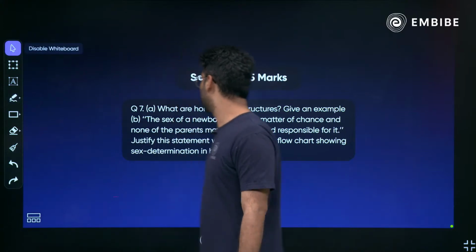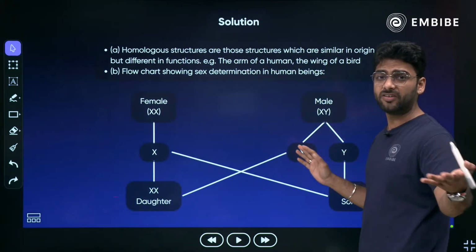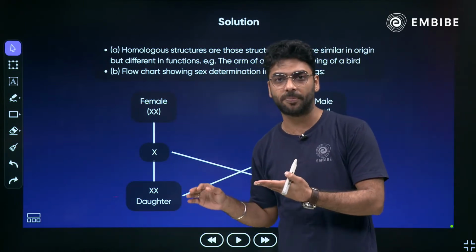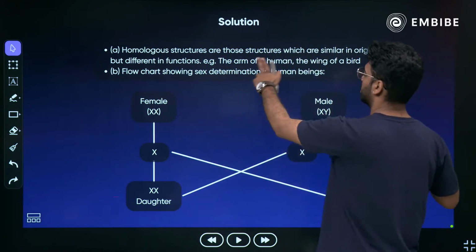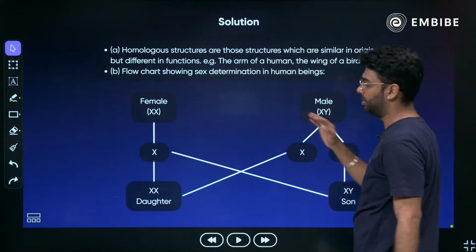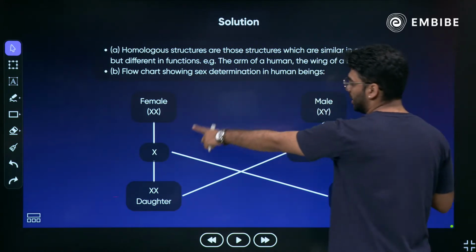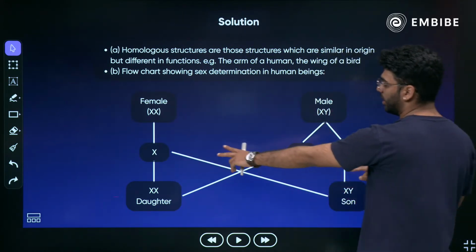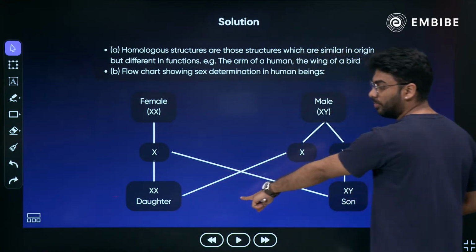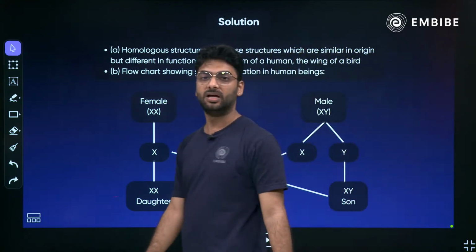So we have solved this whole question. Homologous structures are actually very easy, you will have to write very little for 5 marks. Homologous structures are similar in origin, different in function, like the arm of a human and the wing of a bird. Flow chart showing sex determination: female is XX, male is XY, from here X will come, from here X or Y will come. If it is XX, it's a female, it's a daughter. If it is XY, it is a son, it is a male child.